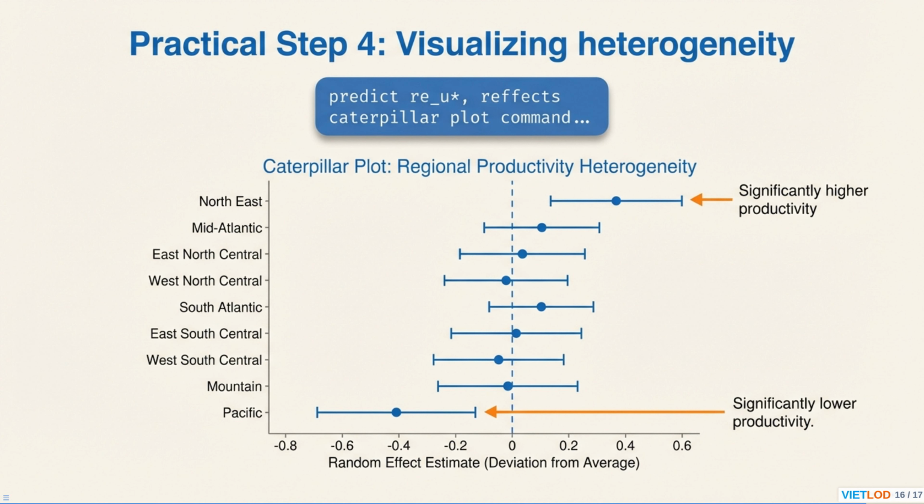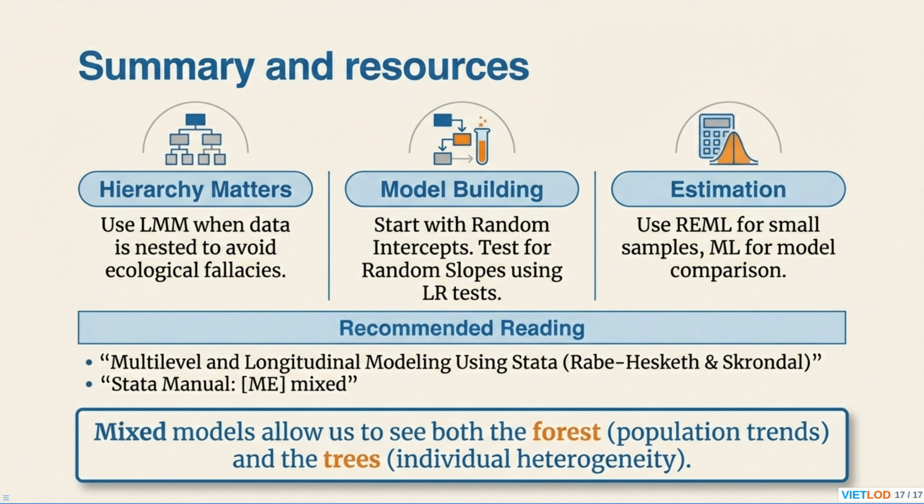As we can observe, the Northeast region stands out with significantly higher productivity compared to the national average. Conversely, the Pacific region demonstrates significantly lower productivity. For all other regions, their confidence intervals overlap with the 0 line, suggesting their productivity is not statistically different from the average. This visualization powerfully highlights the individual heterogeneity that our mixed model is designed to capture, moving beyond aggregated averages to reveal group-specific patterns.